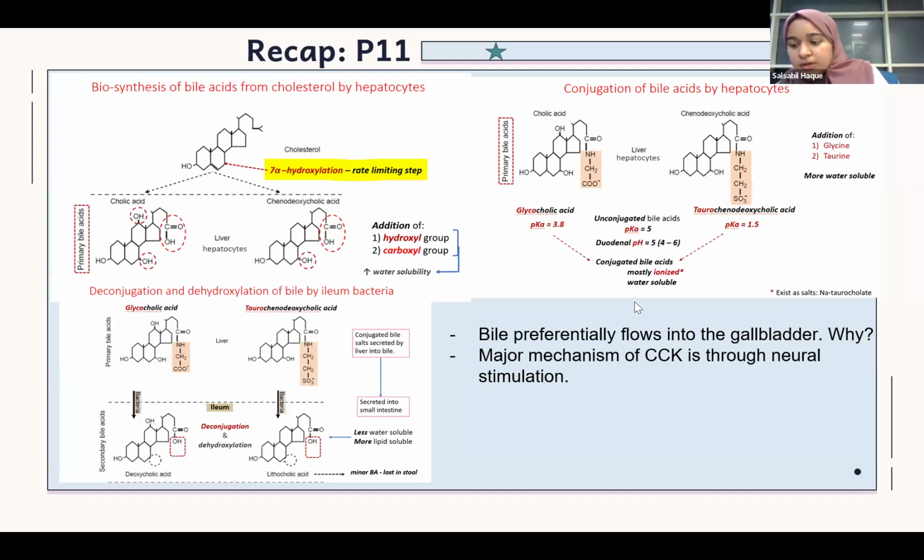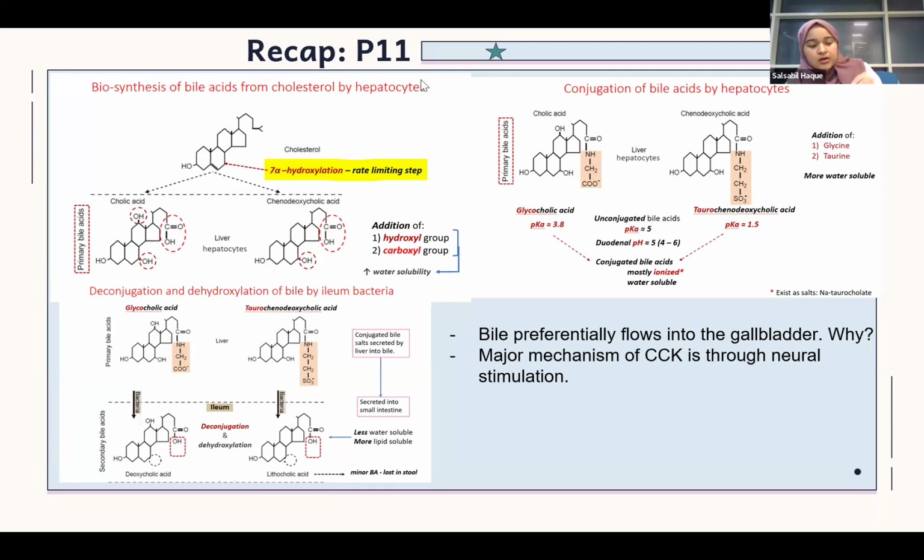Okay, so now, can someone tell me, bile normally, when it is produced by the liver, goes into the gallbladder and not into the duodenum directly? Can someone tell me why? It has two ways to go. Why does it go to the gallbladder and not the duodenum? Okay, all right, good guess, but something similar to that.